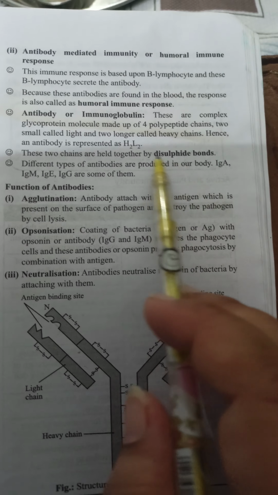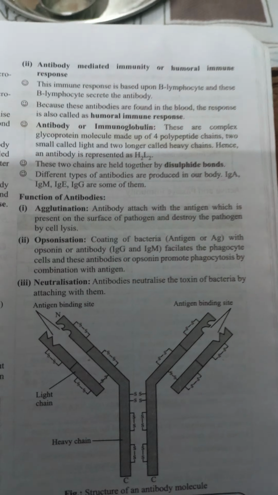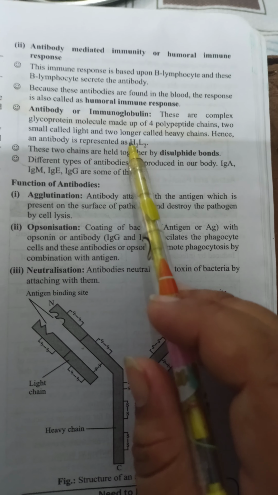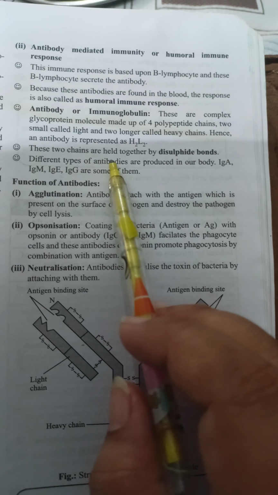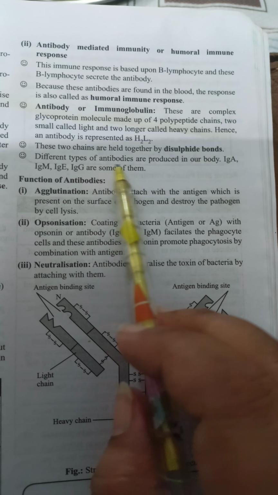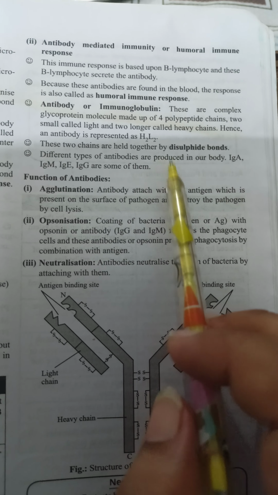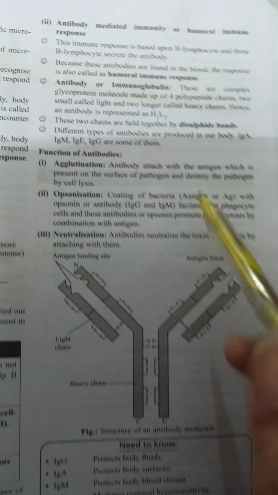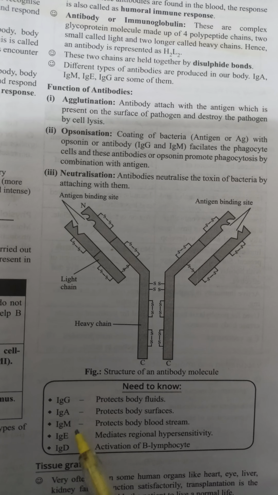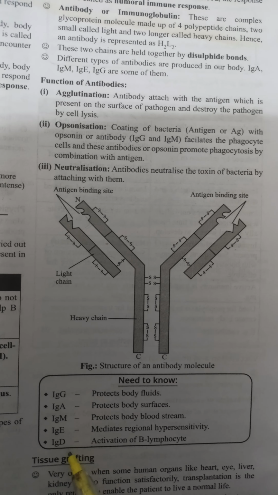Two light chains and two heavy chains. So this is also called H2L2. These two chains are held together by which bond? Disulfide bond. Now different types of antibodies are produced. Five types of antibodies are generally there that you can see: IgG, IgA, IgM, IgE, IgD.